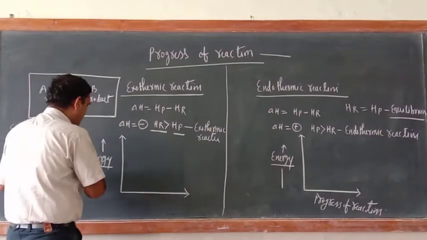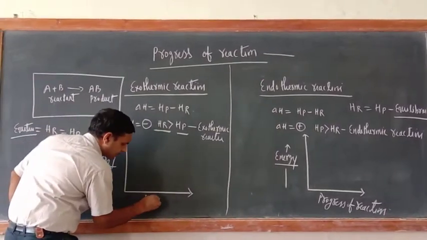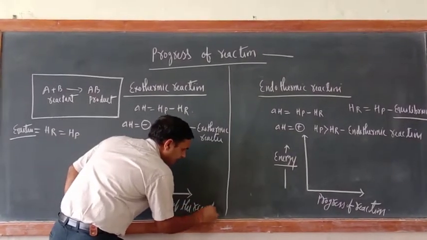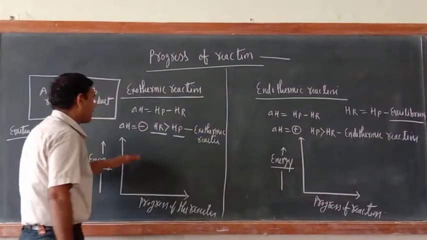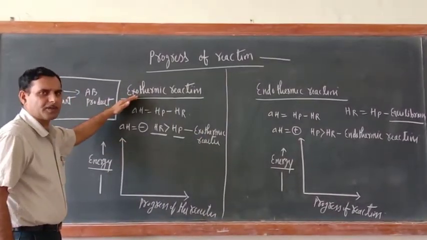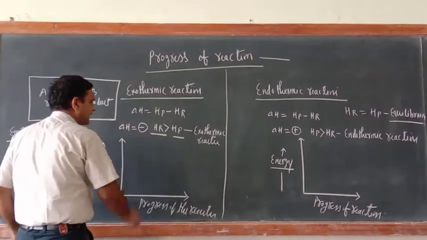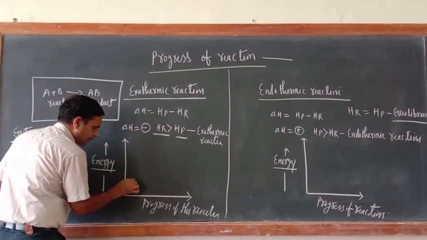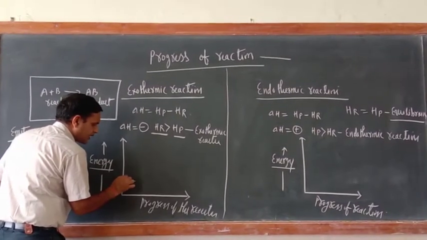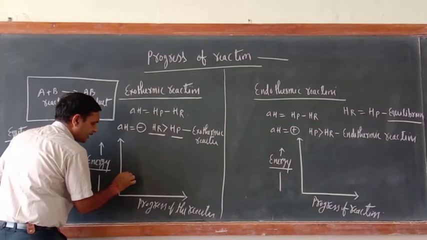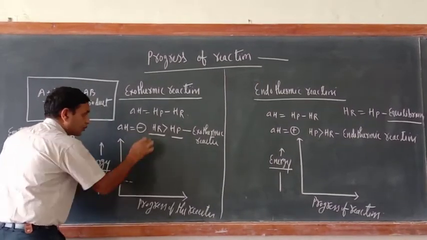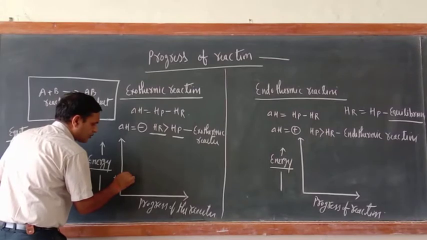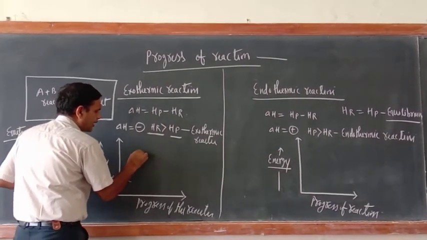Now I am making a plot between energy and progress of the reaction. Progress of the reaction. This side I have already written. Now try to understand, this is the progress of reaction for an exothermic reaction. In an exothermic reaction, the reactant energy is more, so don't start here, you start from here. Its energy is more. Whose energy is more? Here you write Hr. Hr energy is more.